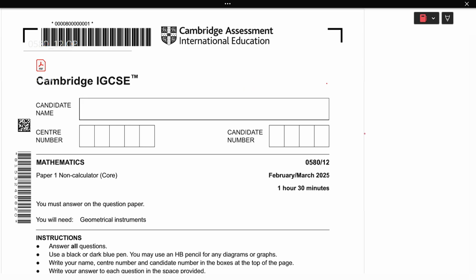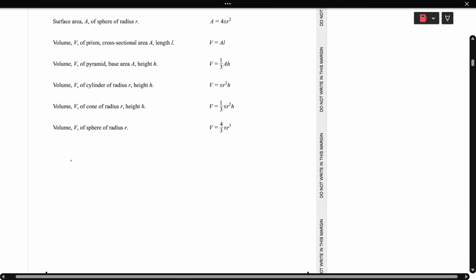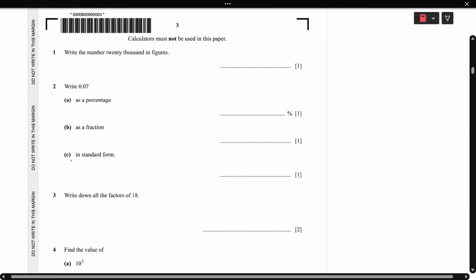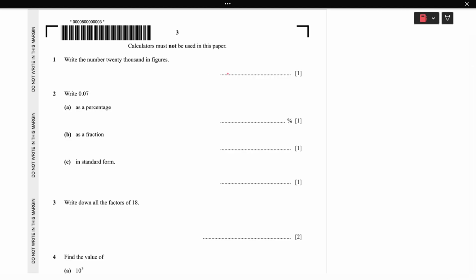Yeah, here we are going to do 0580 12 February March 2025 non-calculator paper mathematics Core 1. Okay, let's go for the first question. Non-calculator paper, we are not allowed to use a calculator. First, write the number 20,000 in figures. So 20, then 1000.